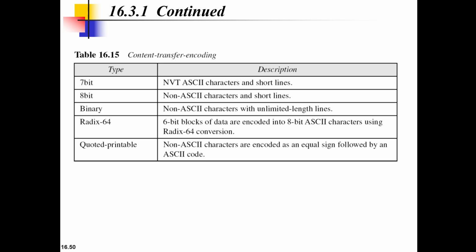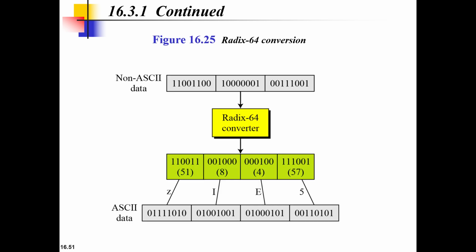Next is binary. This is an 8-bit encoding. Non-ASCII characters can be sent and the length of the line can exceed 1000 characters. MIME does not do any encoding here. The underlying SMTP protocol must be able to transfer binary data. It is therefore not recommended. Radix 64 encoded printable types are preferable.